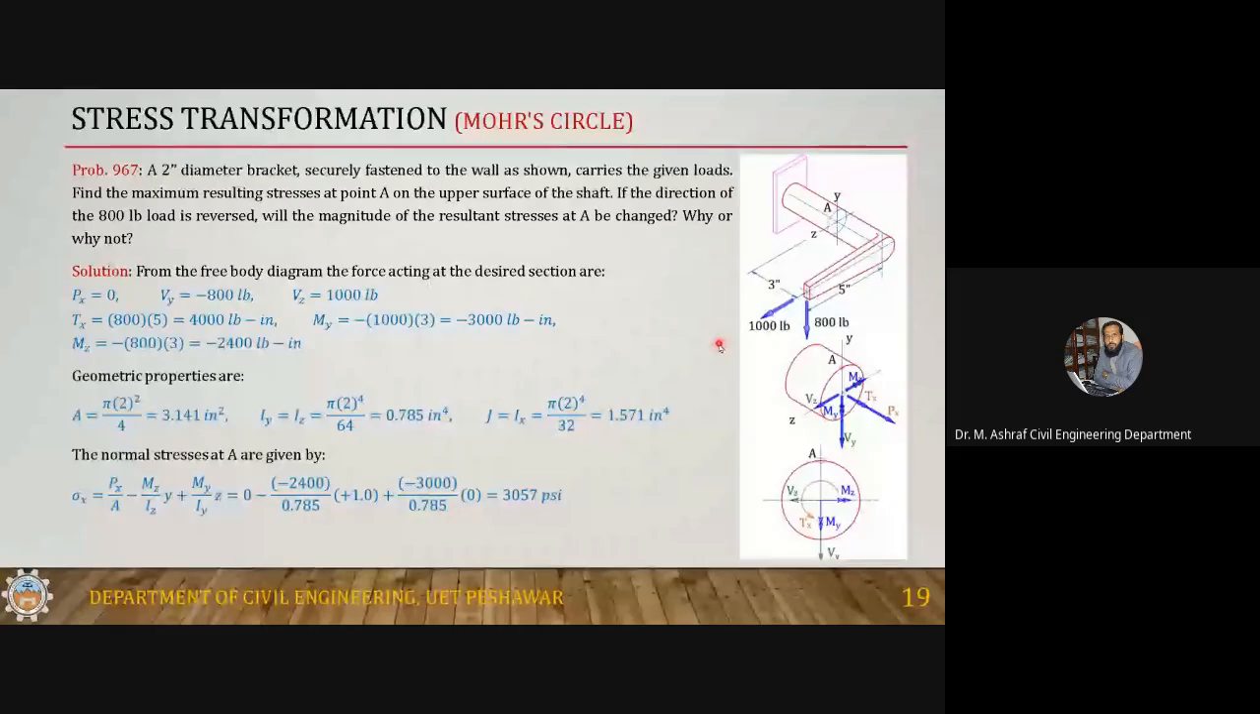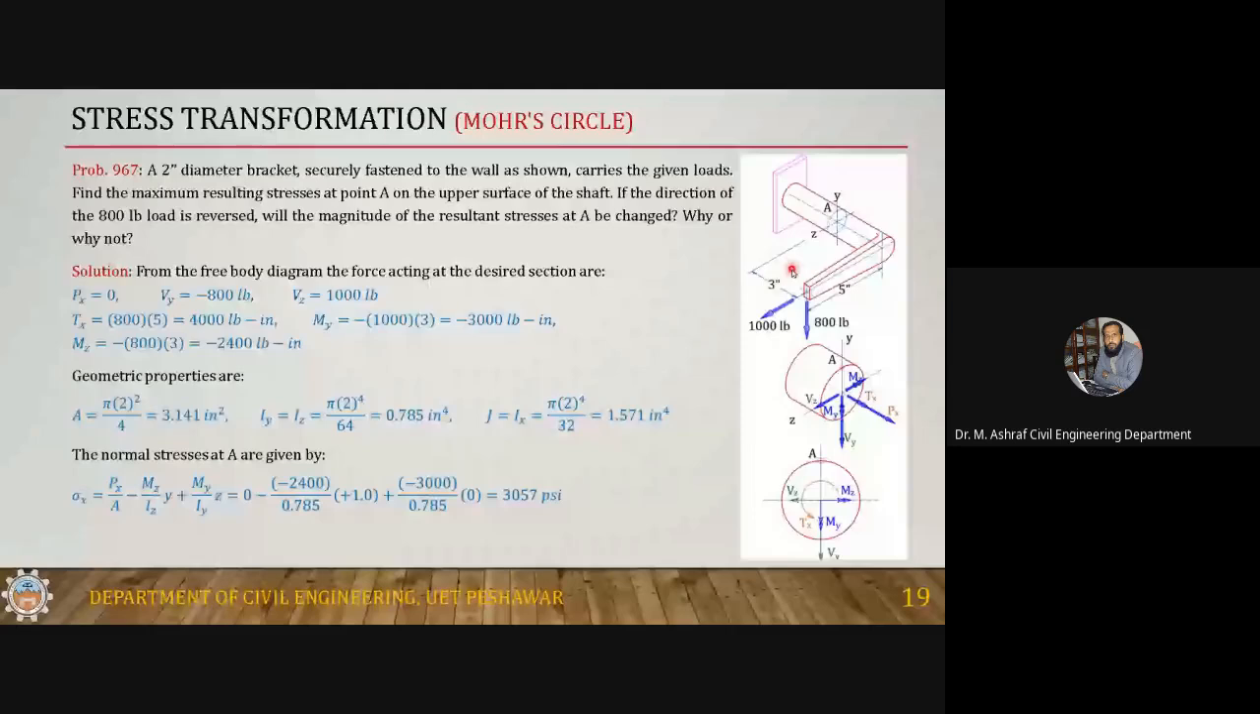Find the maximum resulting stress at point A on the upper surface of the shaft. This is point A, which is at a distance of 3 inches from here. From this, at a distance of 3 inches. This distance is 5 inches.